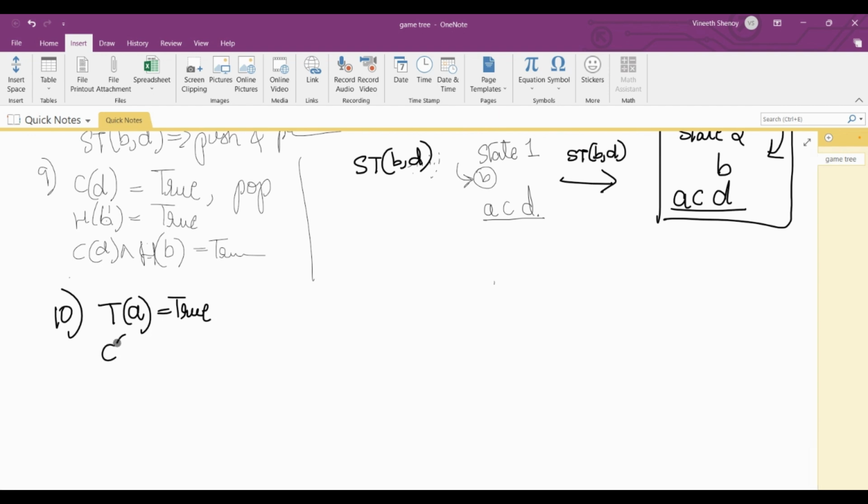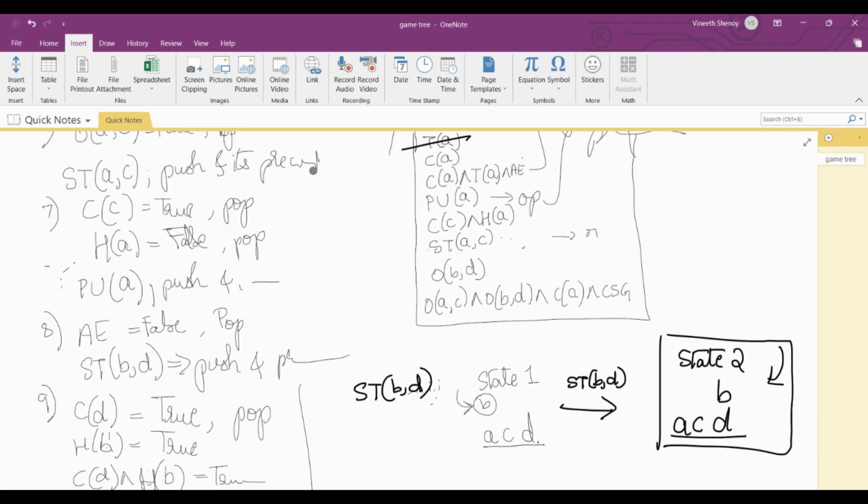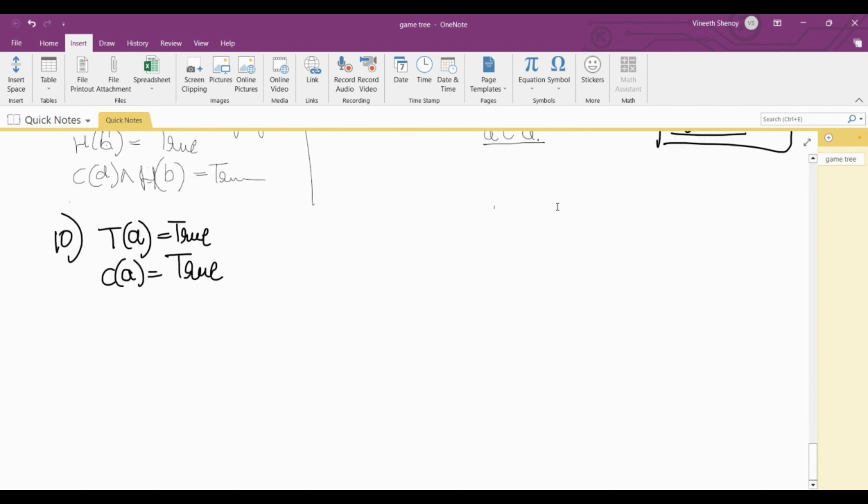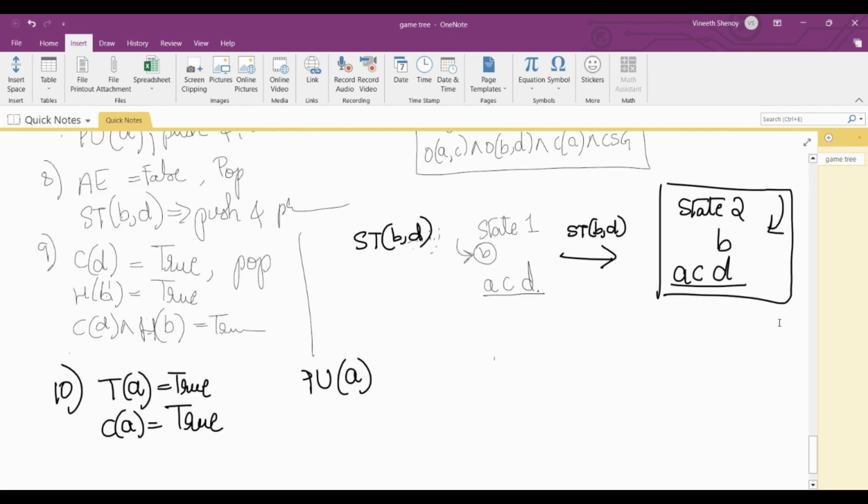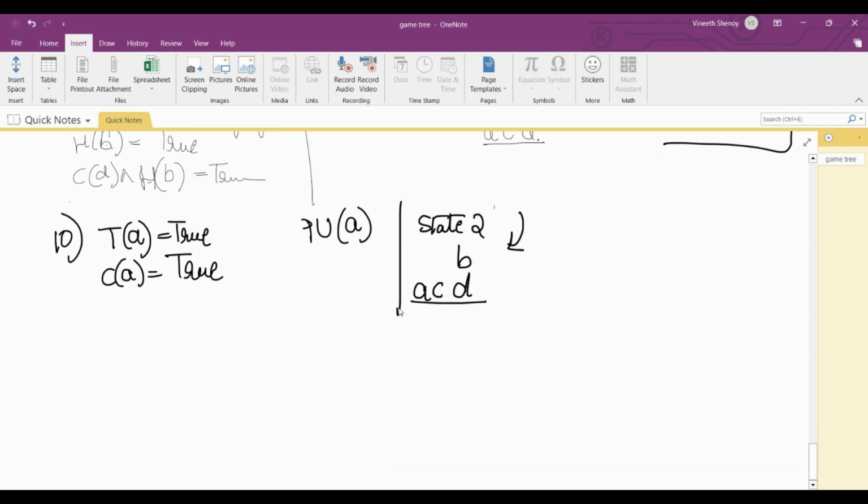Then you have C of A. Is it true? Is the top of A clear? Yes, it is true. We will strike that off as well. And then is the sub goal satisfied? C of A and T of A both are true. And the arm is empty. Is it empty? Yes. So this thing is also popped. Now we are left with this one. That is also popped because it's an operation. So we will perform it right now. We will perform pickup of A. We'll write the state over here. This is our stack right now.